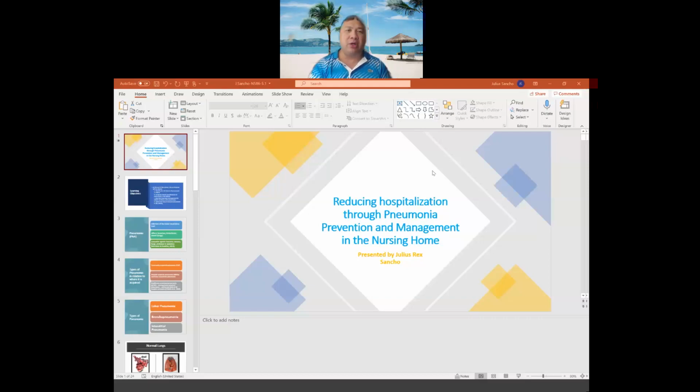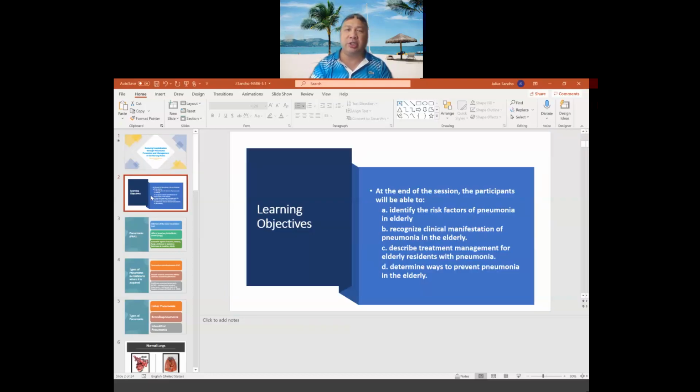But before we talk about pneumonia, let's talk about the learning objectives of this presentation. At the end of the session, the participants will be able to: number one, identify the risk factors for pneumonia in the elderly. Number two, recognize clinical manifestations of pneumonia. Number three, describe treatment management for elderly residents with pneumonia. And lastly, determine ways to prevent pneumonia in the elderly.